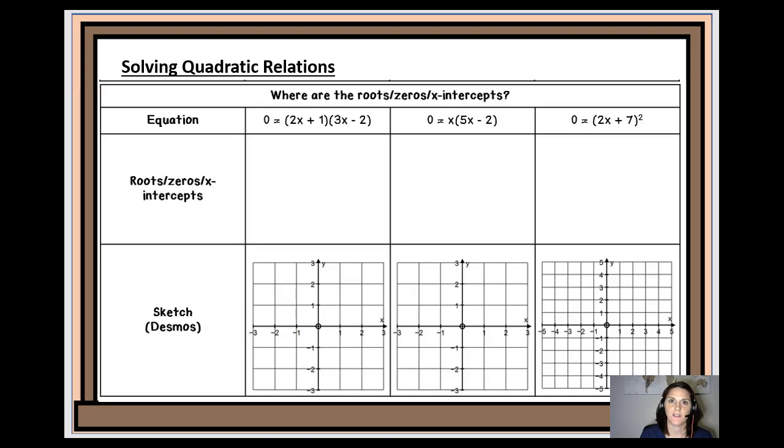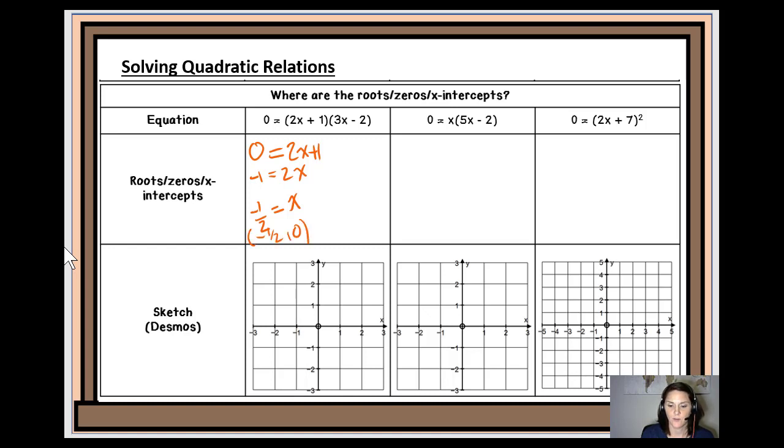This time you'll notice that there is a coefficient in front of the x term in the bracket. We're going to approach it the same way, setting each of those brackets equal to 0 and then solving for x. This time we're going to be getting fractions. Setting 2x + 1 equal to 0, we subtract 1 from both sides to get -1 equals 2x, and then divide by 2 on both sides. So x is equal to -1/2, or in other words, the coordinate (-1/2, 0).